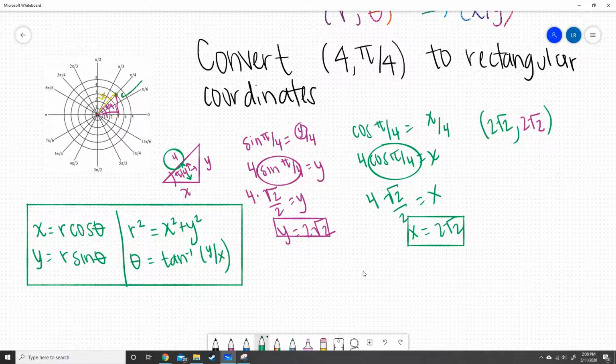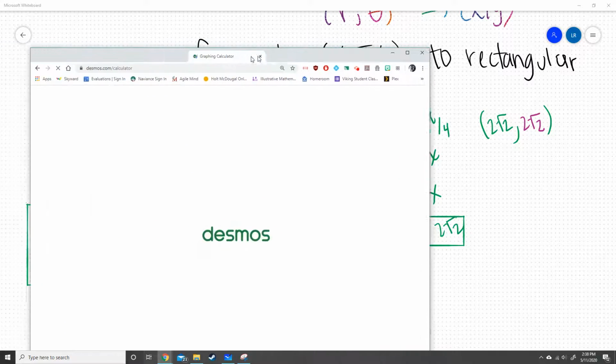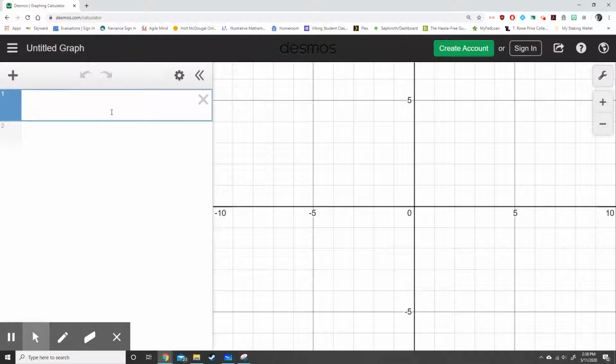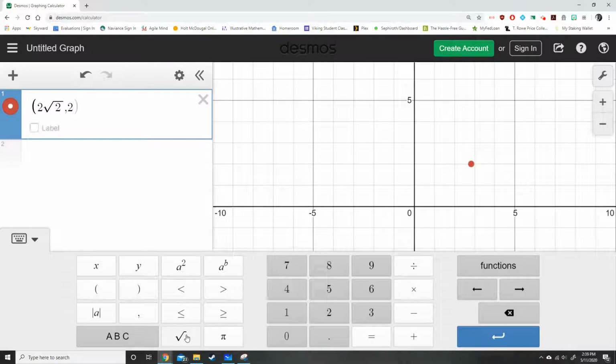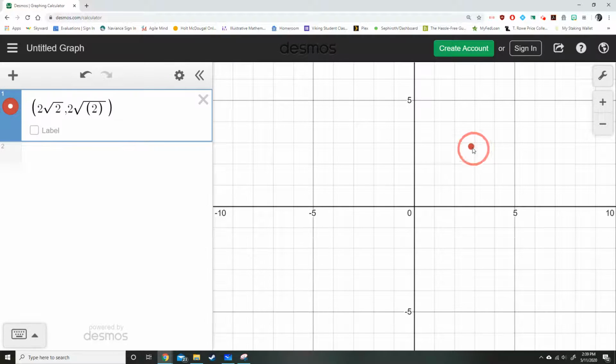Now, I would like to do one other thing. I would like to just show you on Desmos that this ordered pair is exactly the same as this ordered pair. So I'm going to go ahead and open up Desmos and I'm going to show you some pretty crazy things. So I'm going to put in the ordered pair (2 root 2, 2 root 2). And here's our ordered pair right here.